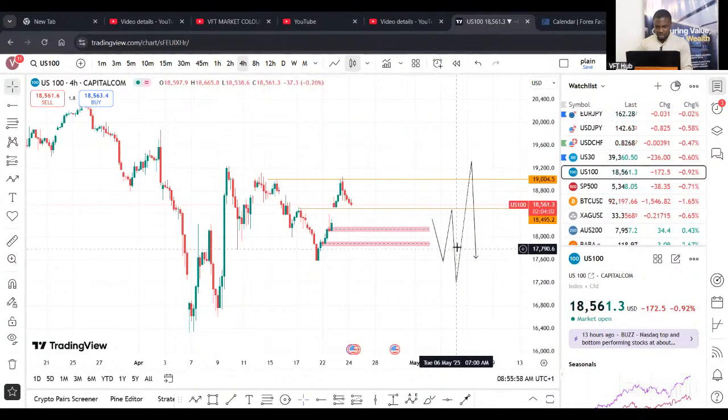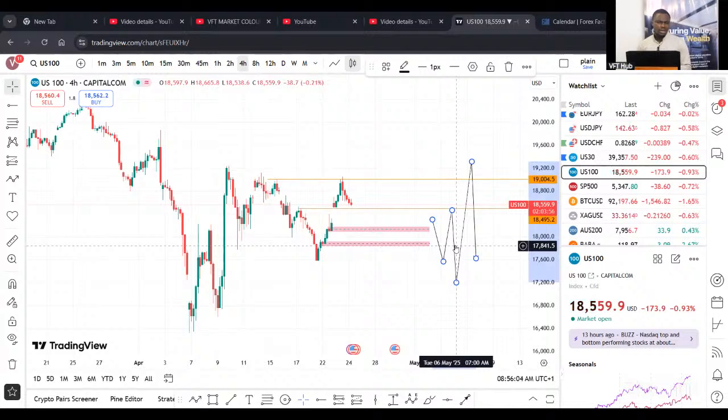So we have this. We want to see this happen on the lower time frame, say 15 minutes or 30 minutes or even the 10-minute time frame. We want to see that happen in this area of order block. Once we see that, we can start taking trades in the market.